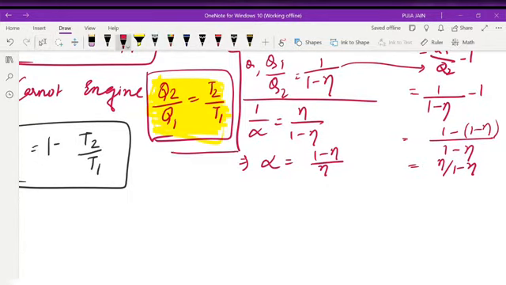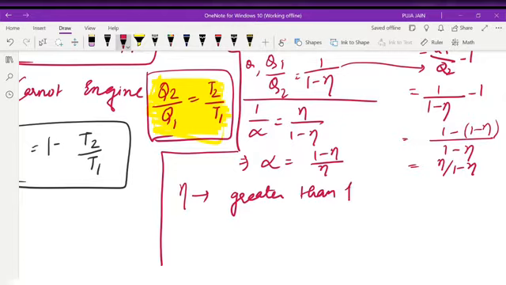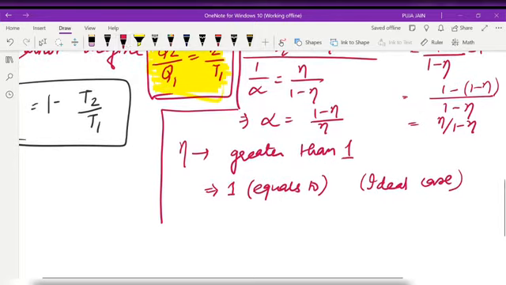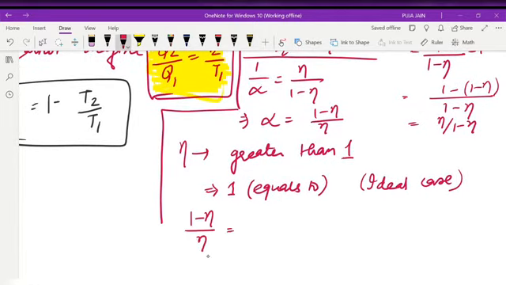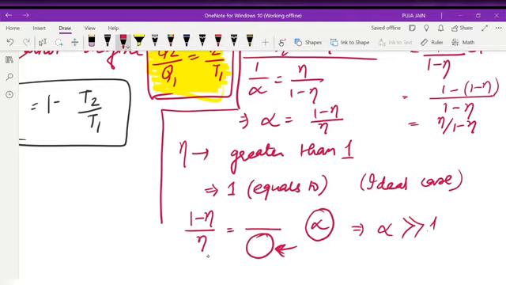Now you see the values of alpha and eta. Efficiency eta can never be greater than 1. Equals to 1 is also an ideal case. Now since eta is less than 1, this quantity 1 minus eta by eta is also small. The lesser this quantity, the more we are going to get the value of alpha. Basically the value of alpha is much greater than 1. You will get to know the value of alpha when we will do the sums.